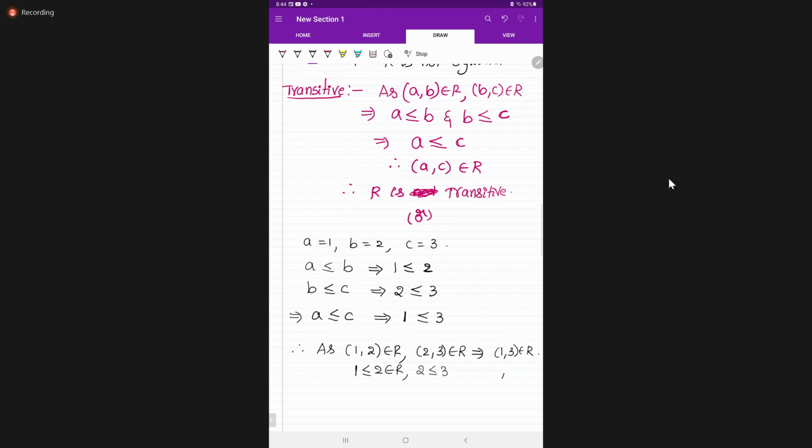2 is less than or equal to 3 belongs to R. That implies 1 is less than or equal to 3 also belongs to R. So therefore, R is transitive. The condition given is a is less than or equal to b. So you have to select the type of values that are suitable. Understood what I'm telling here? For example, a equal to 5, b equal to 1 does not satisfy that equation, right? We have to take values like that. Any doubt? Please respond.